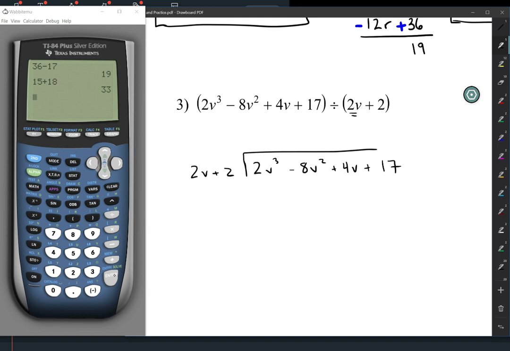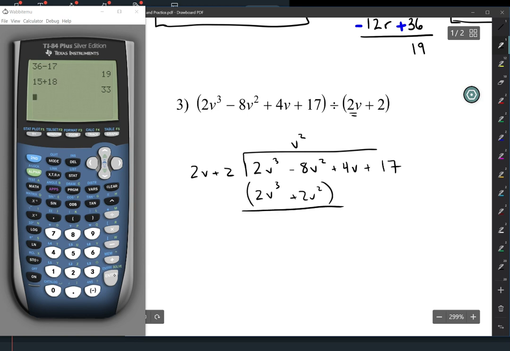So how do I make 2v into 2v to the third? I just need a v squared. Okay, so it's actually kind of a little nicer. And then plus 2v squared. Going to switch the signs. Switcheroo. Minus 10v squared. Bring down the 4.